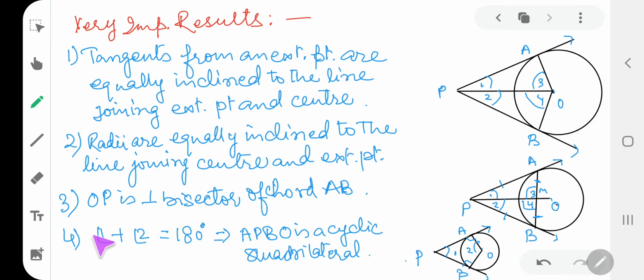Therefore, we can say that this quadrilateral is always a cyclic quadrilateral, because the sum of opposite angles of a cyclic quadrilateral is equal to 180 degrees. Angle A and angle B are 90 degrees each, which means the sum of the opposite angles of the quadrilateral is equal to 180 degrees. Therefore, PAOB is a cyclic quadrilateral, and angle 1 plus angle 2 is always equal to 180 degrees.